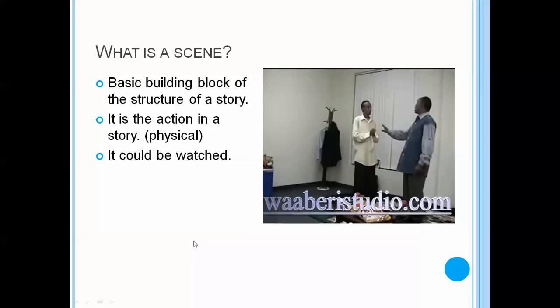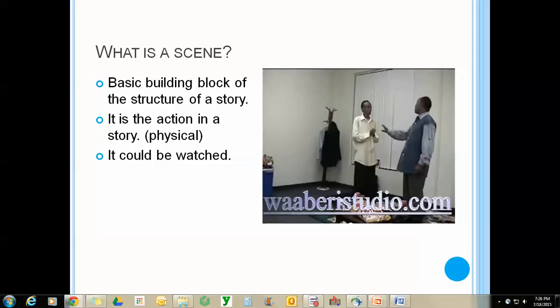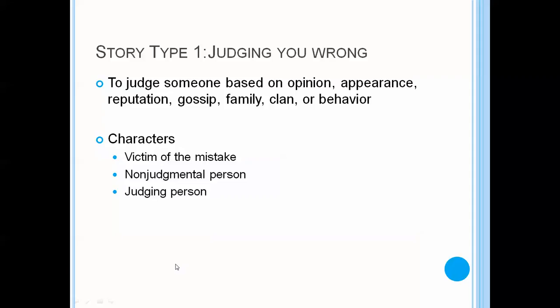So what is a scene? A scene is the basic building block of a story. It's the action in the story, what you can see. So think about a scene as something that can be seen, right? Pretty simple. It's not hard. But when you want to think about the scene sequence, that's a little bit different. We can go into that as an example later on, in a few minutes. But for now, I just want to say what we're going to do.